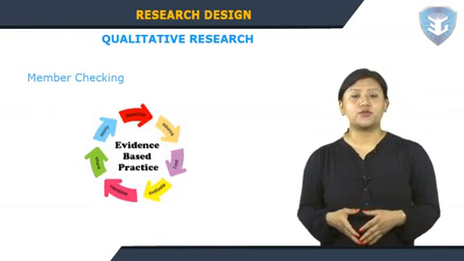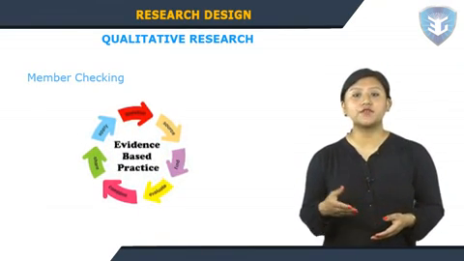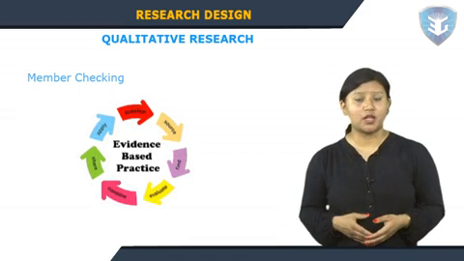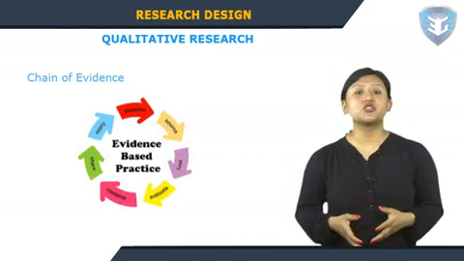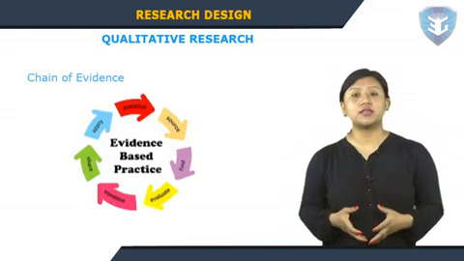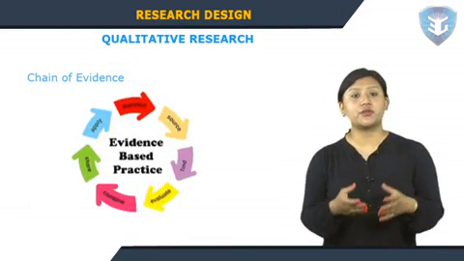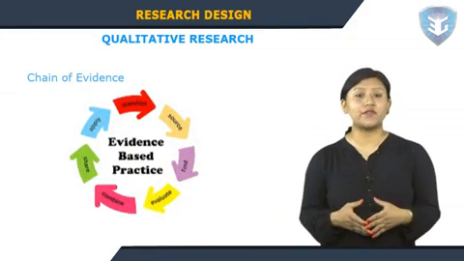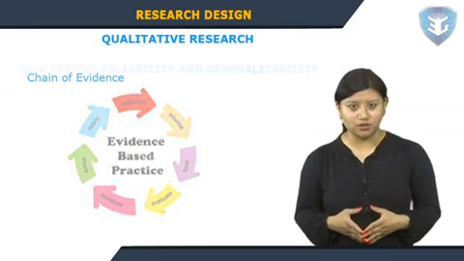Member checking. Research participants should review findings for accuracy and representativeness. The chain of evidence. The logical relationship between the research questions, the research procedures, raw data and results should be such that a reasonably prudent person would arrive at the same or a similar conclusion.